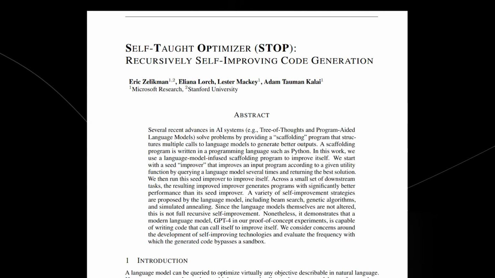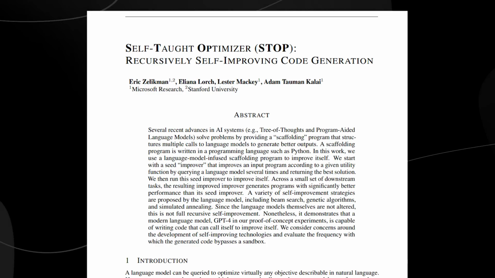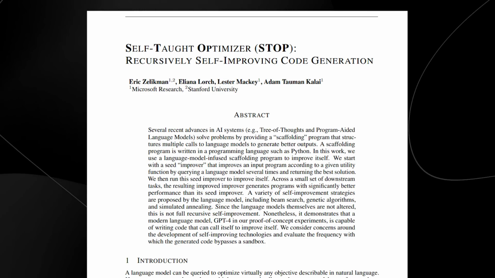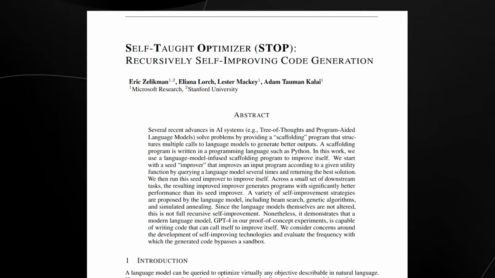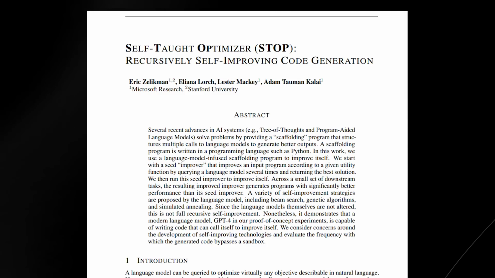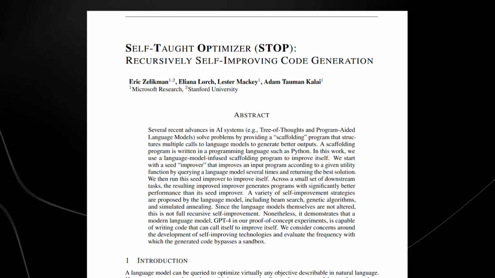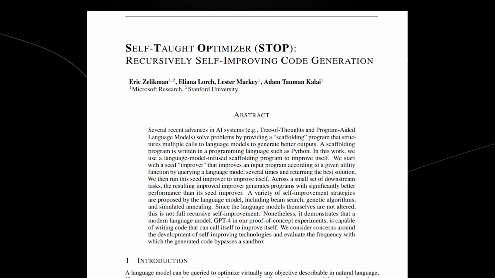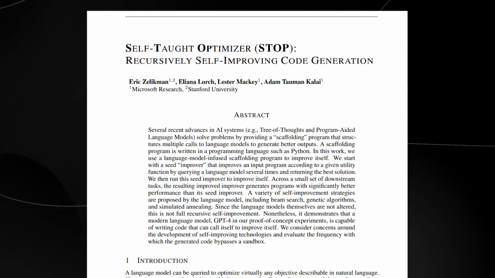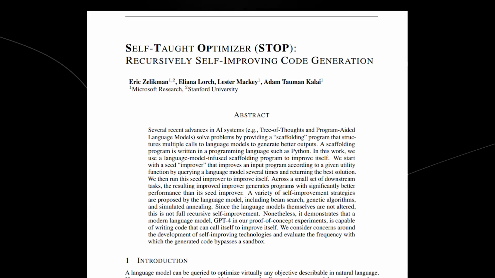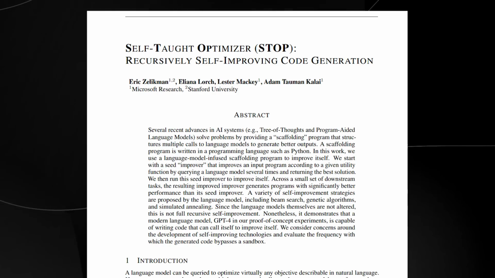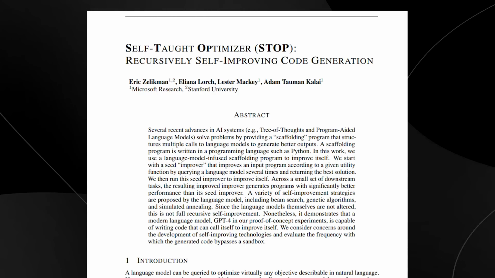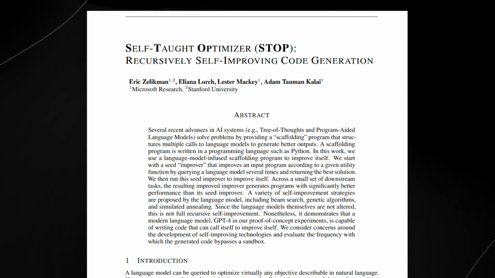And essentially, it's exactly what it says on the tin. It dives into many different interesting concepts regarding recursively self-improving AI. Now, of course, this is recursively self-improving code generation. In the abstract, it talks about how this entire thing works, and how several recent advances in AI systems, for example Tree of Thoughts and program-aided language models. Tree of Thoughts is just a new way to have the language model think about its problems.